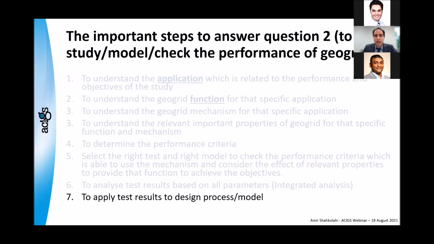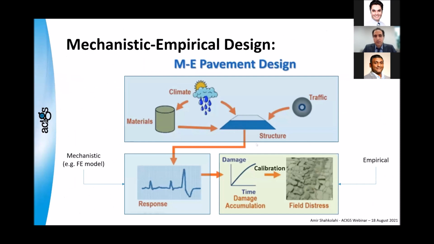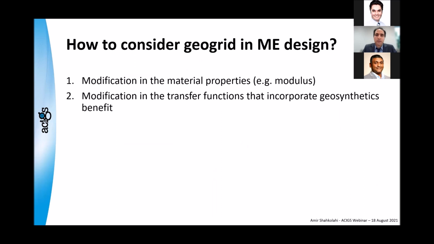Now, the last is how to apply test results to design. Go back to this slide. ME pavement design, mechanistic, empirical. It has a mechanistic part and an empirical part. Mechanistic part is mainly the response part, for example, a finite element model, and empirical part is through the damage and transfer equations. Now, we have two ways to consider geogrid in the ME design. It's a modification in the material properties, for example, the modulus, like what AASHTO does, or modification in the transfer function that incorporates geosynthetic benefit. So one of these two ways or both can be used.